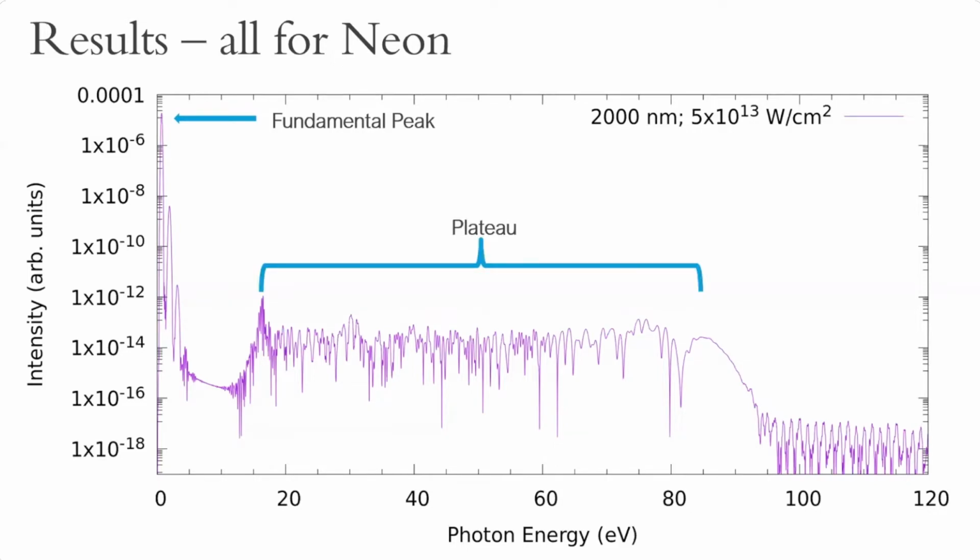And then our plateau, this is the main region of interest. These are the high harmonics that are generated by our high harmonic generation. Then we have our cutoff, which we saw the equation for just a couple slides ago. And then finally, the rest of this is just noise.